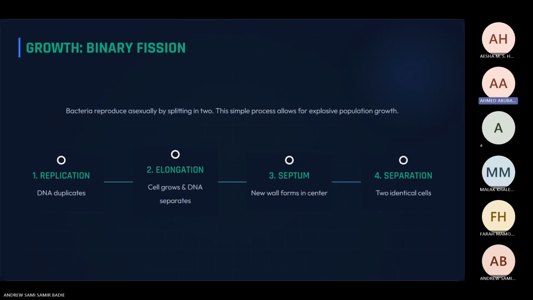This is a very fast process. Every bacterial cell can divide about every 20 minutes, and they can make a million copies of themselves in very few hours.